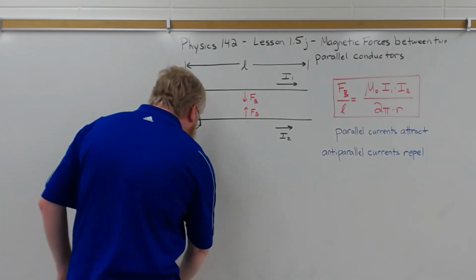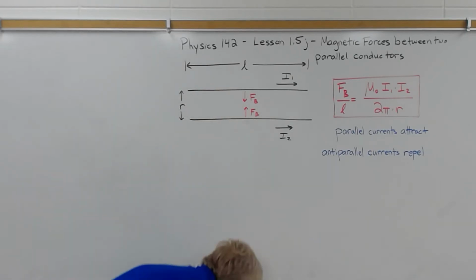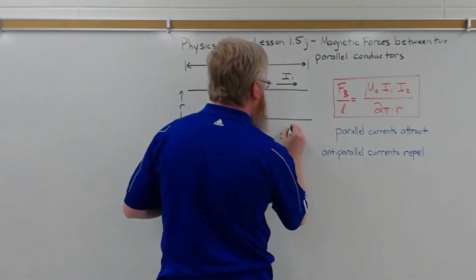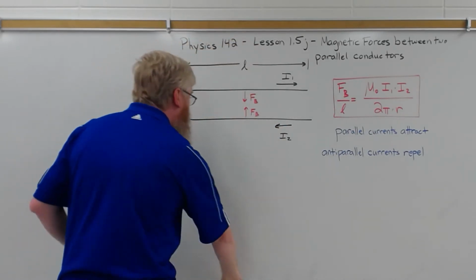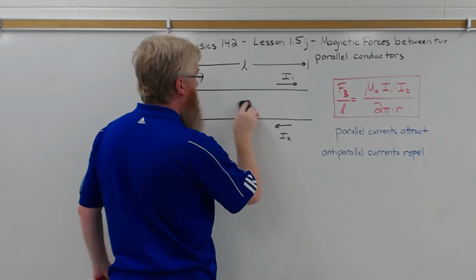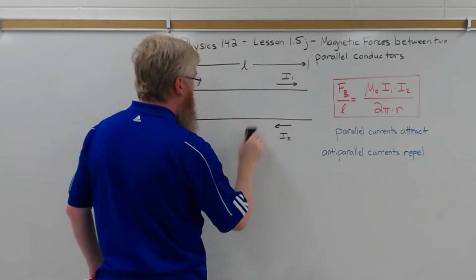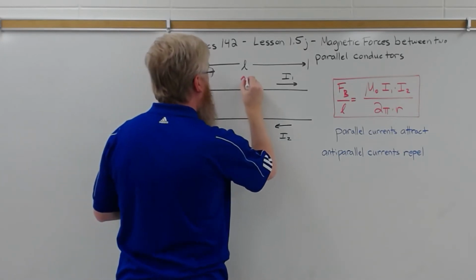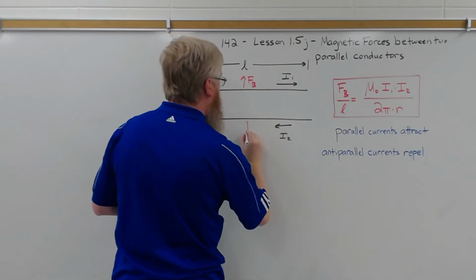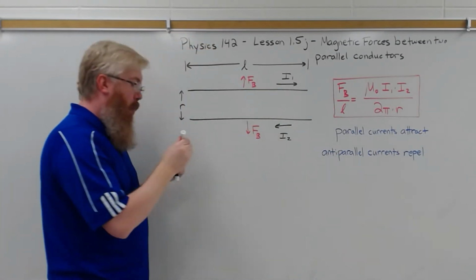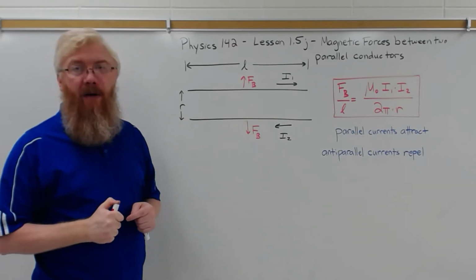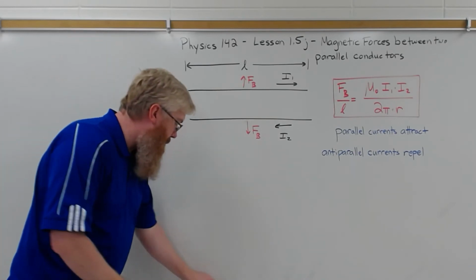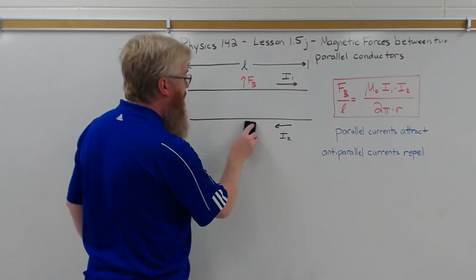If I change the direction of the current of one of the wires, let's say I2, and have the current going in this direction, then the forces will be repulsion. So the force here and here, they'll be wanting to separate, push away from one another. Let's talk about that a little bit more than your book goes into that detail, because it really brings together a lot of what we've talked about so far this chapter.